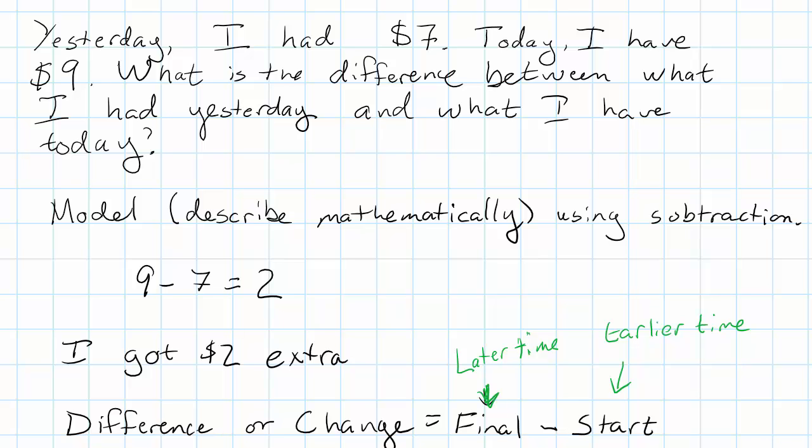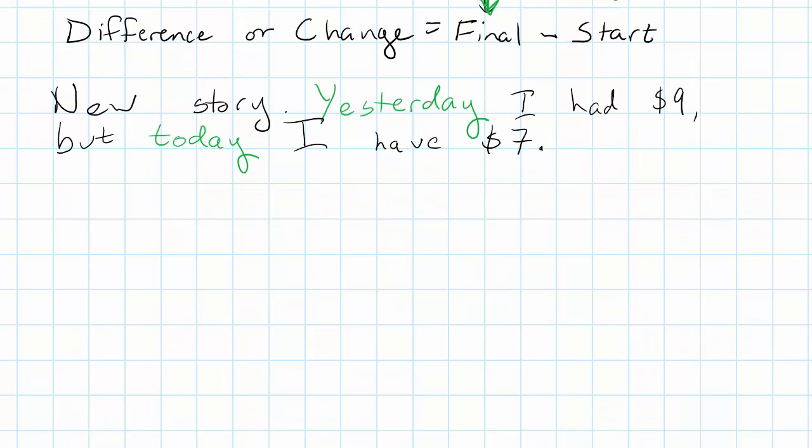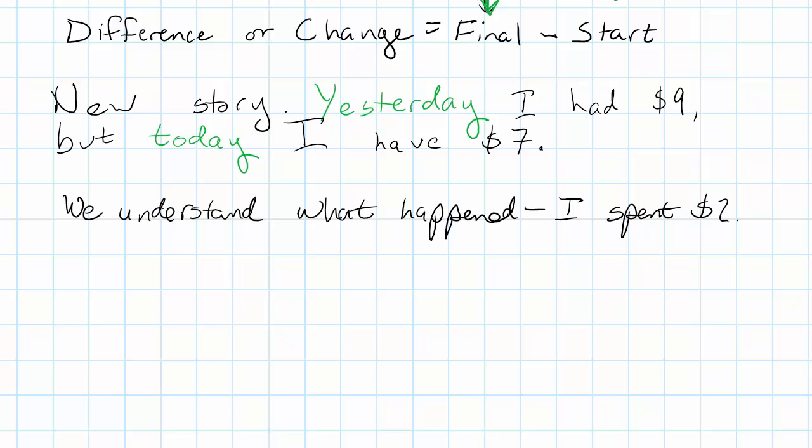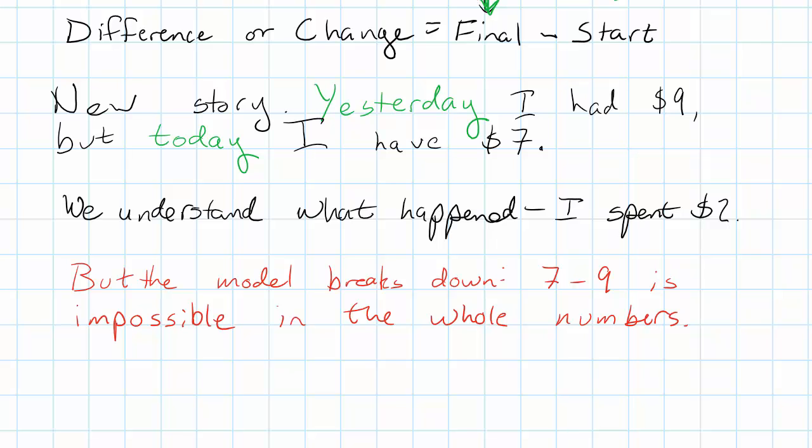But this creates a problem. What if yesterday I had $9, but today I have $7? That's certainly something we can imagine happening, right? And of course, we know what happened. What happened was I spent $2, right? But our model breaks down. 7 minus 9 is impossible in the whole numbers. No whole number is the answer to 9 plus what equals 7.